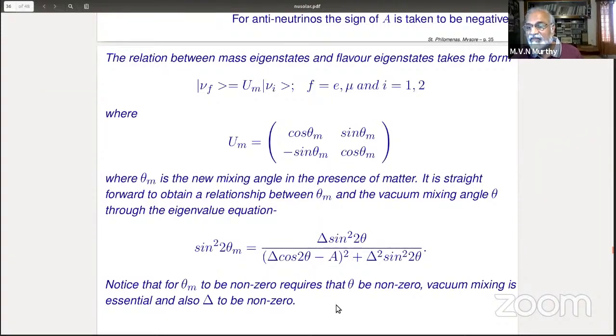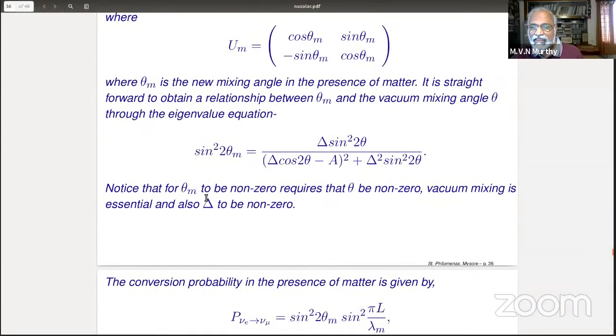These two are parameters. And this A is something which is a property of the matter, and it depends on the matter potential. So therefore, this theta m is very different from what it was. This mixing angle in matter is different from the mixing angle in vacuum. Now, of course, if you put the potential equal to 0, that means A equal to 0, then you will see that this is simply delta squared cos squared 2 theta. And when you add these two, it just becomes delta squared.